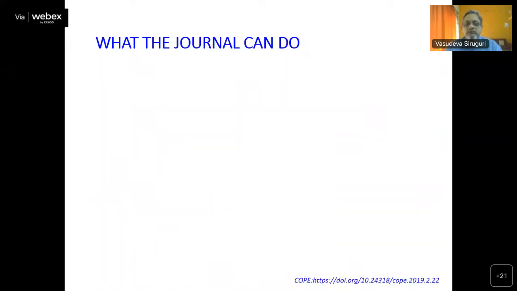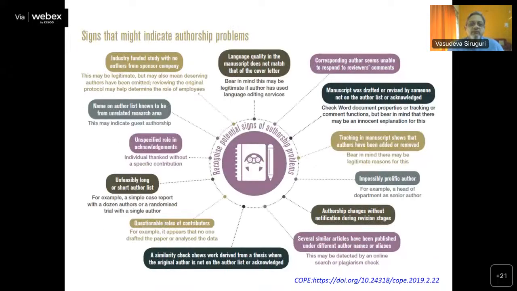So now what can the journals do in such situations? See, the scope has laid down certain signs. When a manuscript lands on the editor's table, these editors of journals are usually highly experienced people. The moment they glance at the manuscript and look at the author list, they have that sixth sense. They can sense that something is not proper.